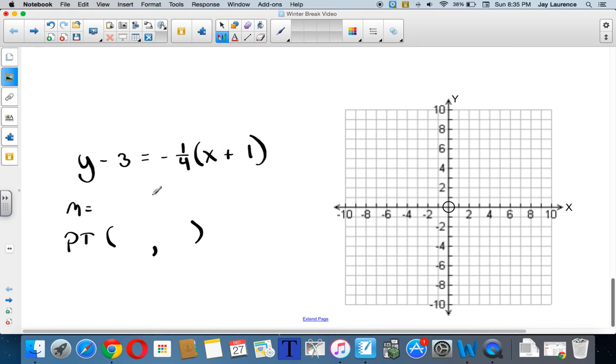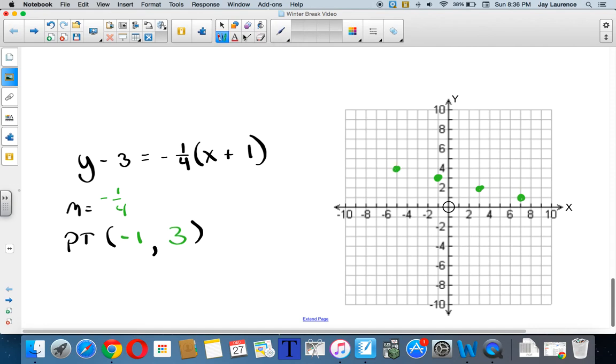All right, here comes my solution. So I'm going to say the slope is -1/4. My x-coordinate will be -1. My y-coordinate will be +3. So I plot the point -1, +3, which is right there. And then I rise -1 and run 1, 2, 3, 4. I rise -1 and run 1, 2, 3, 4. Or I could have risen 1 and gone back 1, 2, 3, 4.